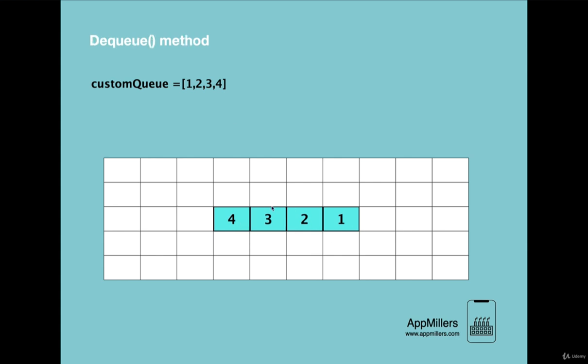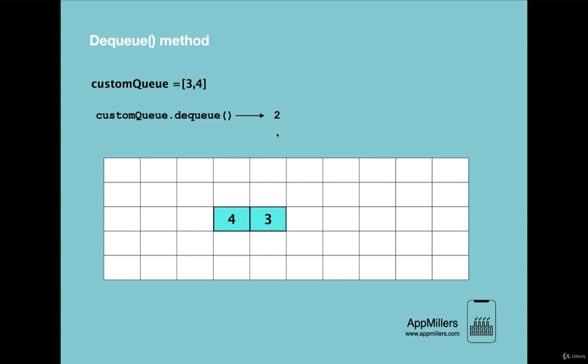So here we have the same queue that we created. We have inserted 4 elements to this queue. If we perform the dequeue operation on this queue, it will return the first element and this element will be removed from the queue. As you see, the first element is removed from the queue. Now the first element is 2. So if we run the dequeue one more time, it will return 2 and 2 will be removed from the queue.